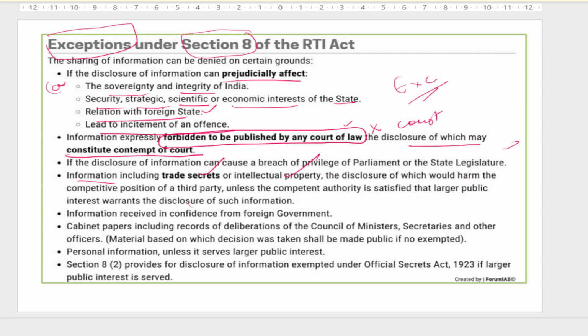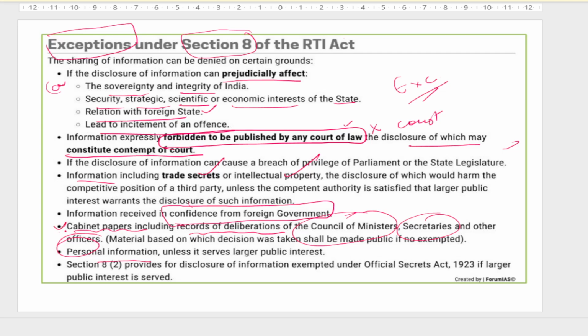Then information received in confidence from a foreign government. So information received in trust from a foreign government cannot be disclosed. Cabinet papers, so deliberations of the cabinet, including records of deliberations of the council of ministers, secretaries and other officers, cannot be disclosed. Then personal information cannot be disclosed unless it serves the larger public interest.